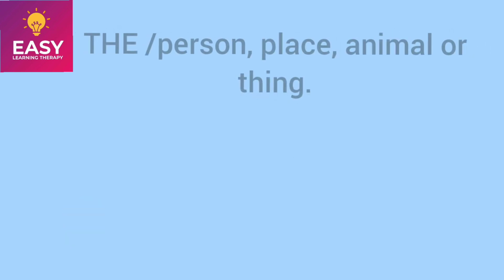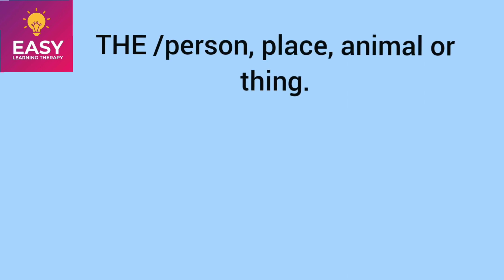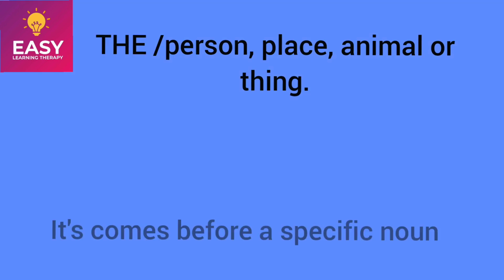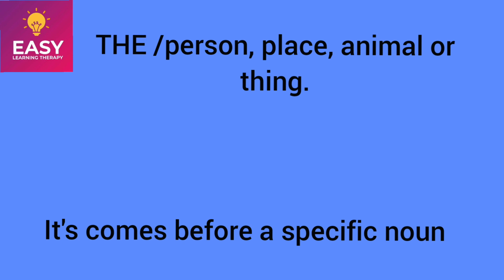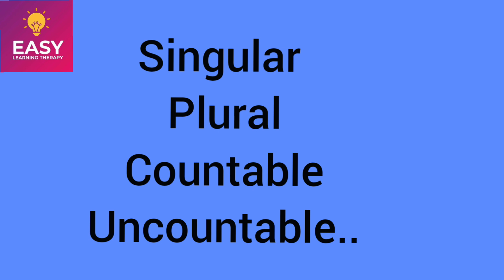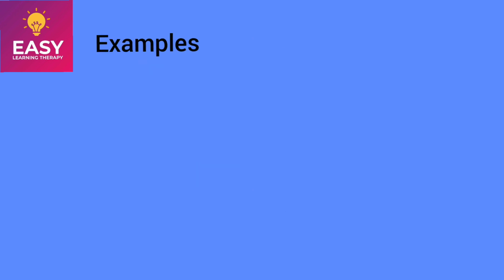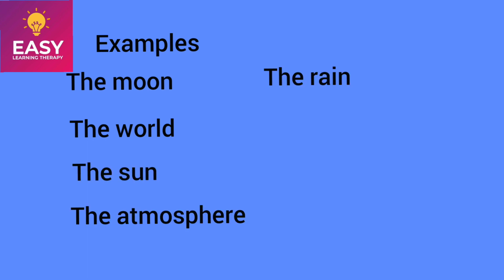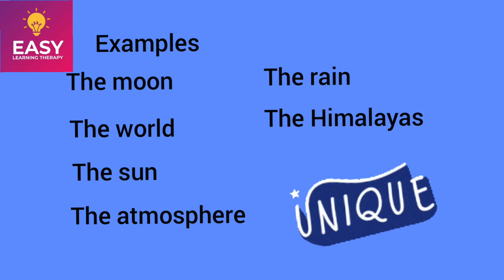The definite article, that is "the", is used before a particular person, place, animal or thing. And also the word "the" comes before a specific noun. The nouns can be singular, plural, countable, uncountable, it doesn't matter. For example, the moon, the world, the sun, the atmosphere, the rain, the Agra Fort, the Himalayas. If you find any unique things, you can use this definite article "the".